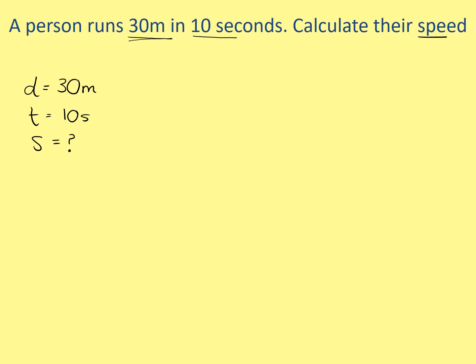So S for speed is question mark at the moment, we don't know that. I'm going to draw a line and I'm going to write out the equation that speed is equal to distance divided by time. Now I can put in the numbers that I know. I don't know speed yet, so S is equal to D, distance, 30 metres, divided by time, which is 10 seconds. Speed: 30 divided by 10 is 3, and the unit is metres per second.